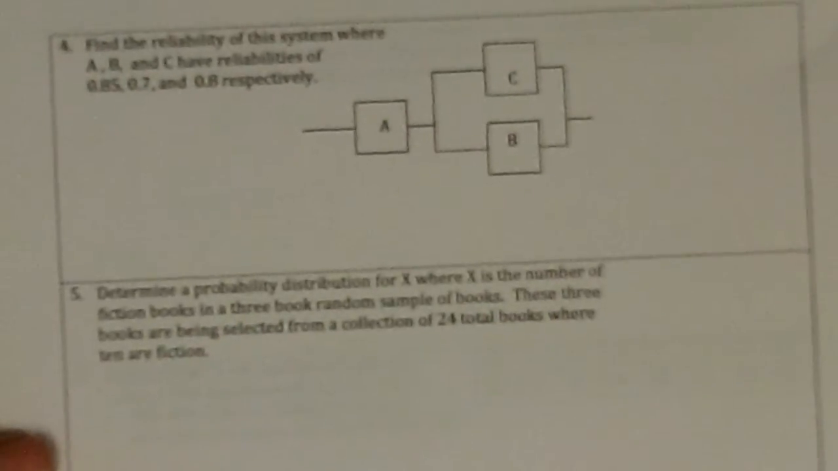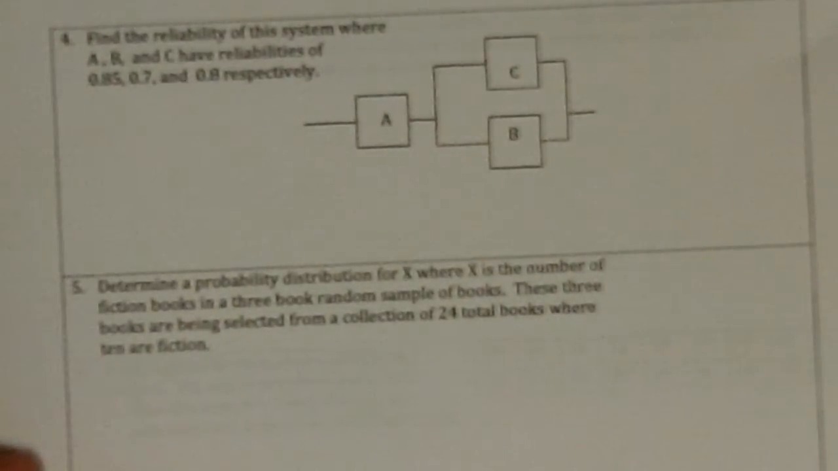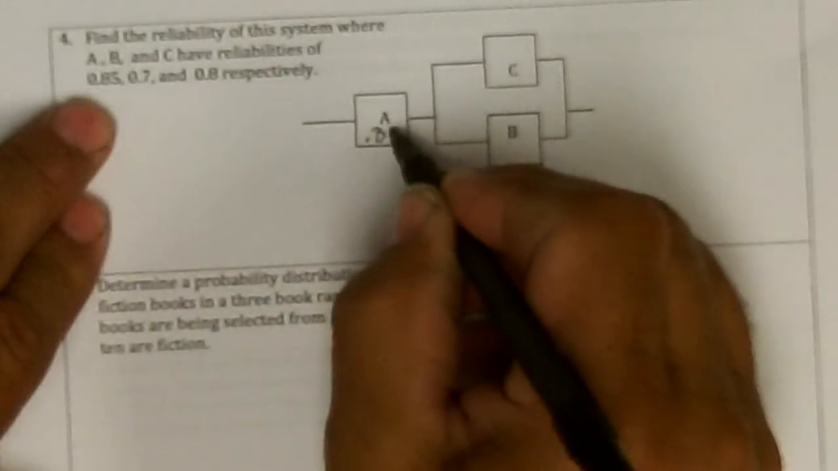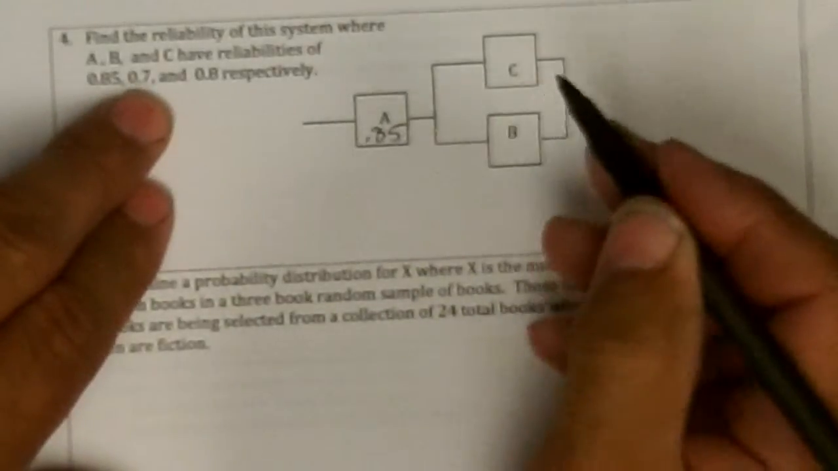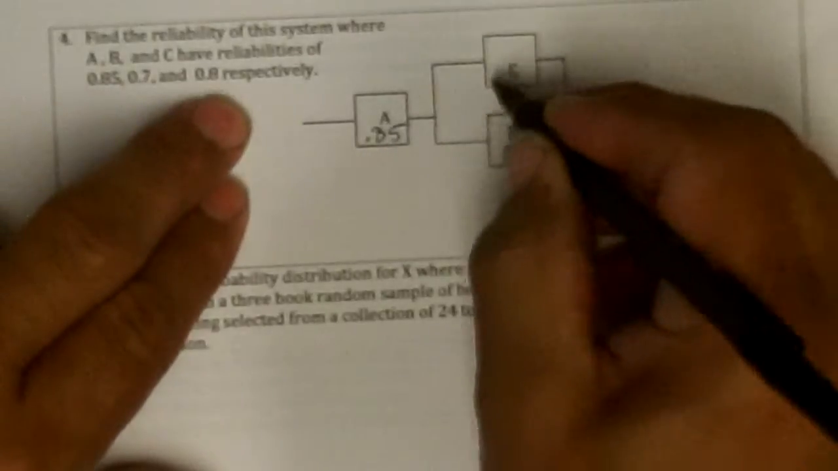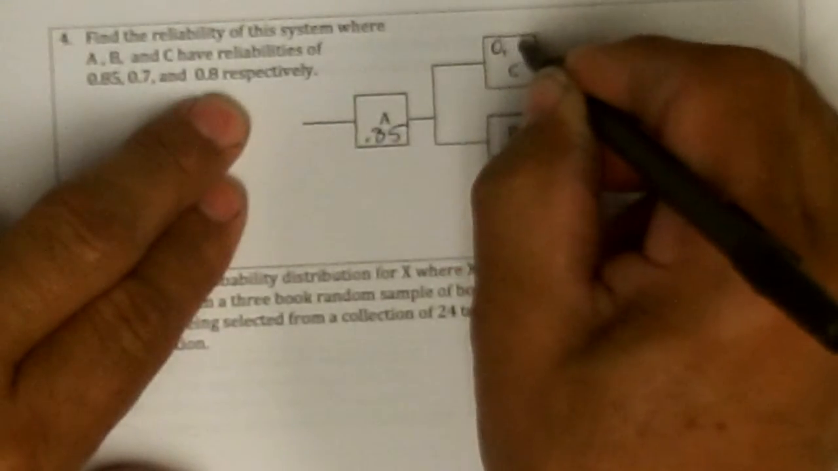Page 2, find the reliability of this system where A, B, and C have the reliabilities of 0.85, B has 0.70, and C has 0.80.